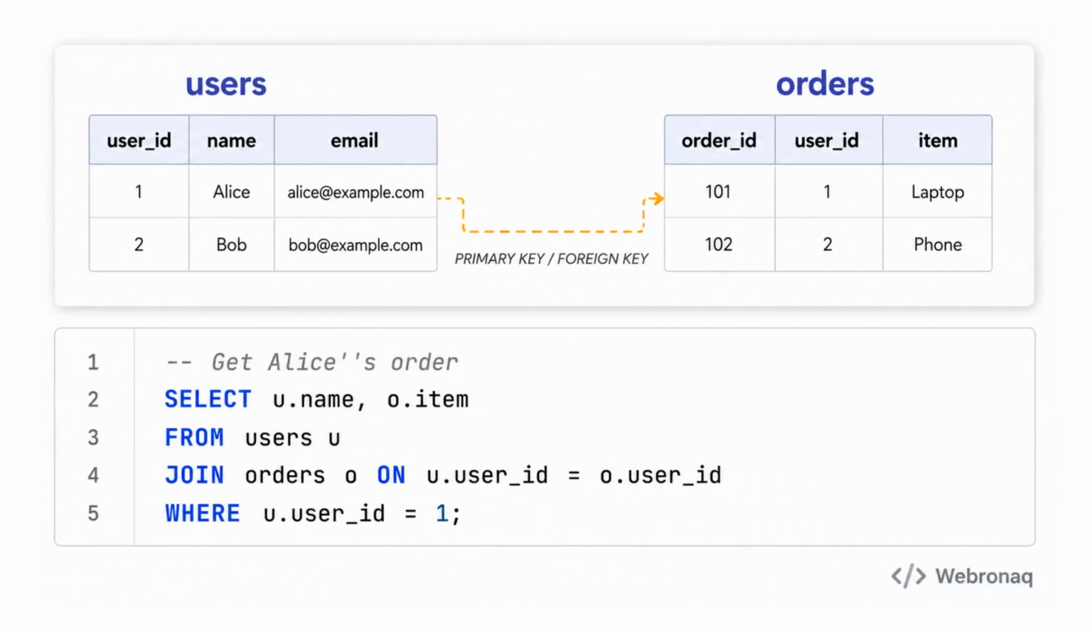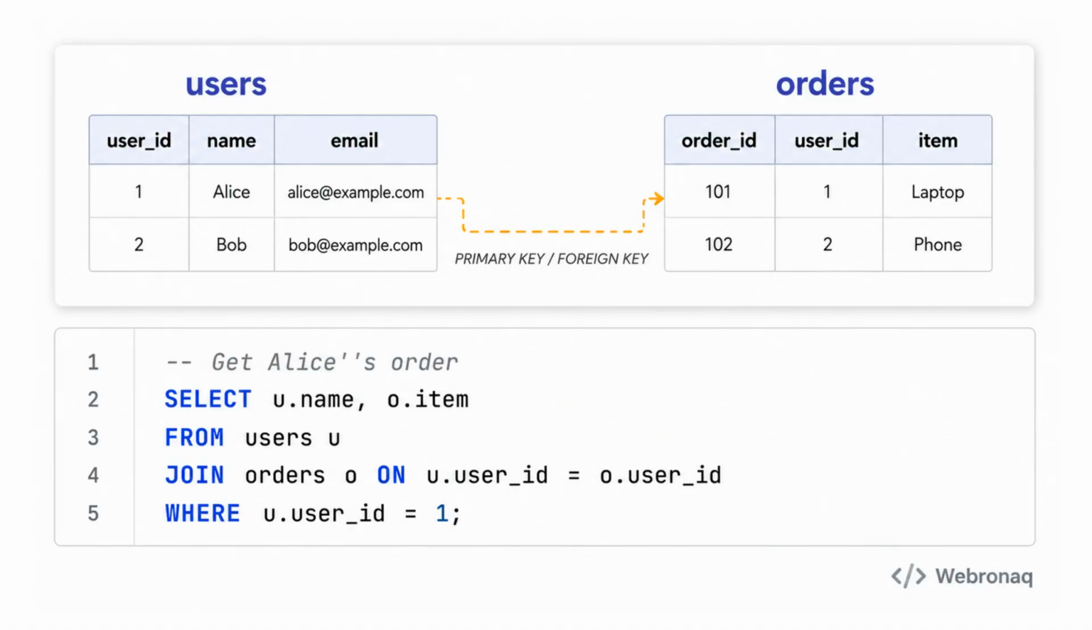Now look at this. A relational database organizes data into tables, and each table is like a spreadsheet with a fixed set of columns. Our e-commerce site has a users table with a user_ID, name and email, and an orders table with an order_ID, a user_ID, and an item. That user_ID column is the primary key in users and a foreign key in orders, and that relationship is what lets the two tables talk to each other.